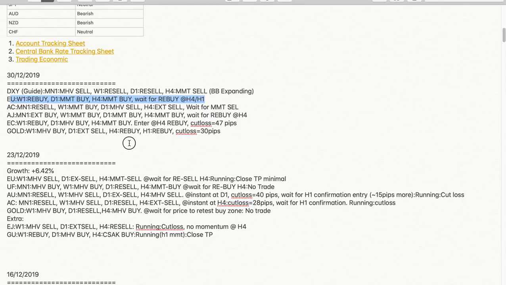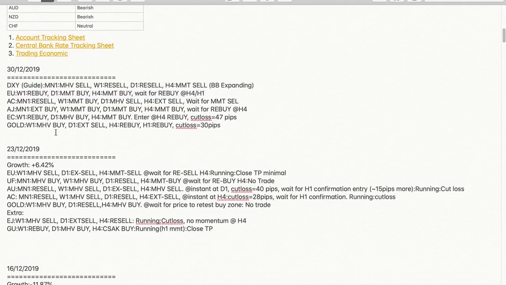I've written everything here. So we'll recap again. We have 5 pairs to trade this week. DXY is a guide. We know DXY is weak, meaning it's the opposite of gold, right? If this is weak, gold is strong. Then we have EU, ACAT, AJ, and EuroCAD.